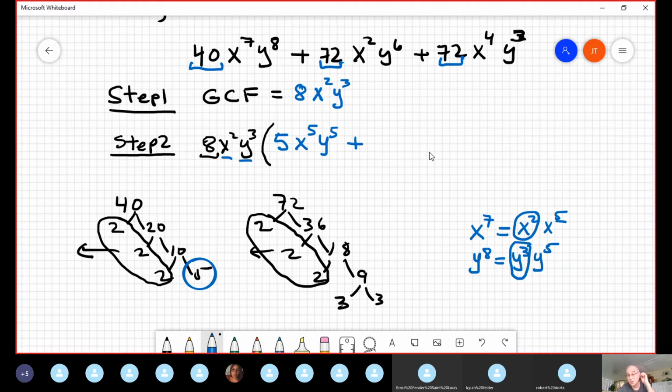Plus, 72, but I factor out 8. Only this and this stay. 2, 3. And 2, 3 is 9. X, we have x to the second power, but you factor out x to the second power. So no x. And y to the 6 minus 3 is y cubed. Plus 9. X to the second, no? Because 2 plus 2 is 4. And no y. Final answer.